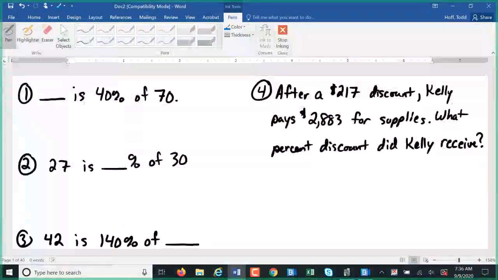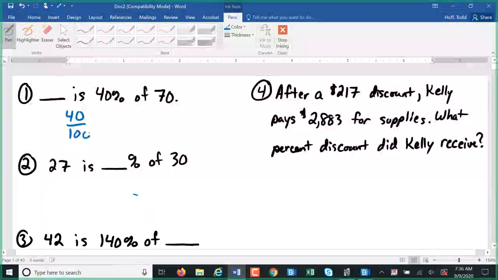Let's take a look at these and see how it's going so far. The first few are pretty straightforward here. Number one, blank is 40% of 70. Well, the 40% is 40 over 100. Of 70, remember that implies out of 70, so the 70 goes on bottom. We cross multiply and divide.